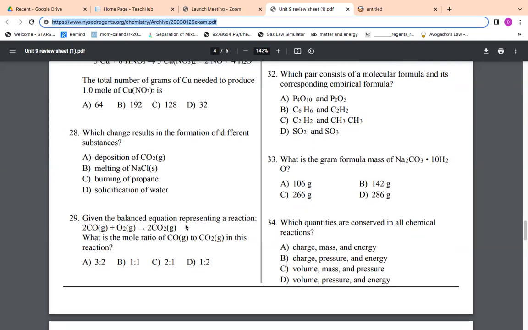29. Given the balanced equation representing a reaction, what is the mole ratio of CO to CO2 in this reaction? So the ratios just come from the coefficients. So I'm just going to circle what they're talking about: carbon monoxide versus carbon dioxide. And I see here that the ratio is 2:2. So 2 moles of carbon monoxide will make 2 moles of carbon dioxide. And so if we just simplify this, this just ends up being a 1-to-1 relationship.